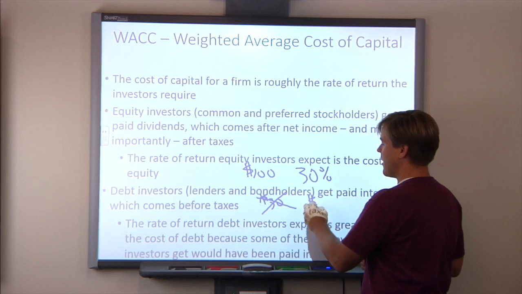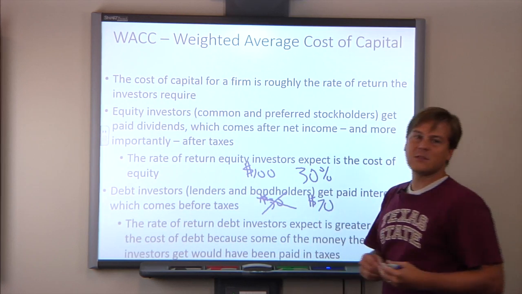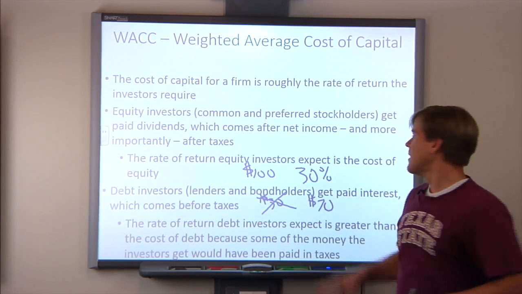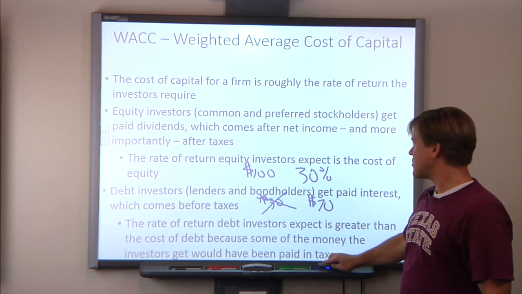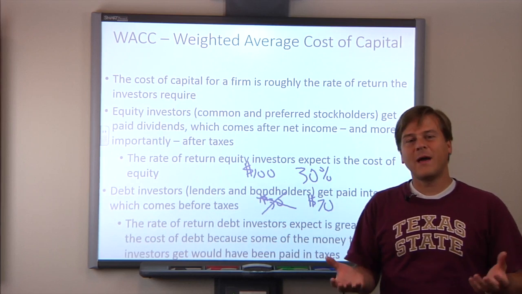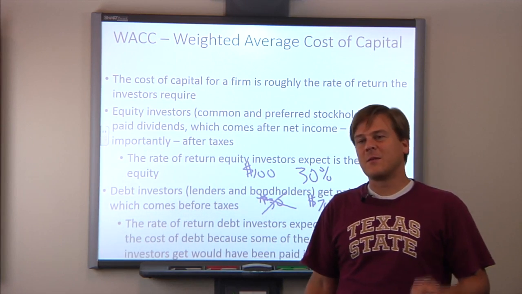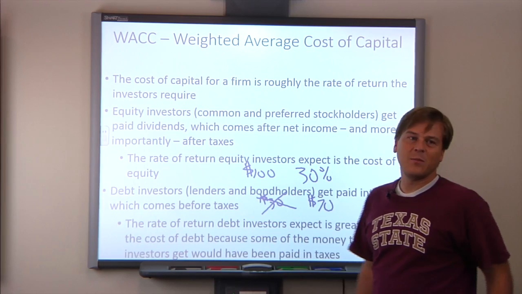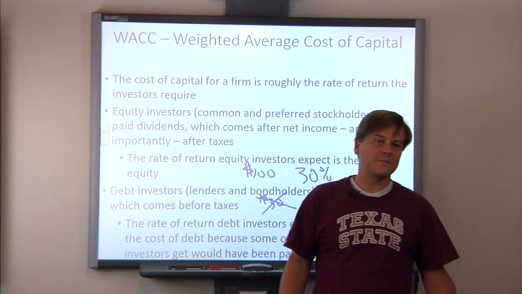So the only part you care about is the $70. That's your only loss in that part. It works the same way with interest rates. So if the tax rate is 30%, 1 minus the tax rate is the amount that the implication is going to be for your cost of debt.